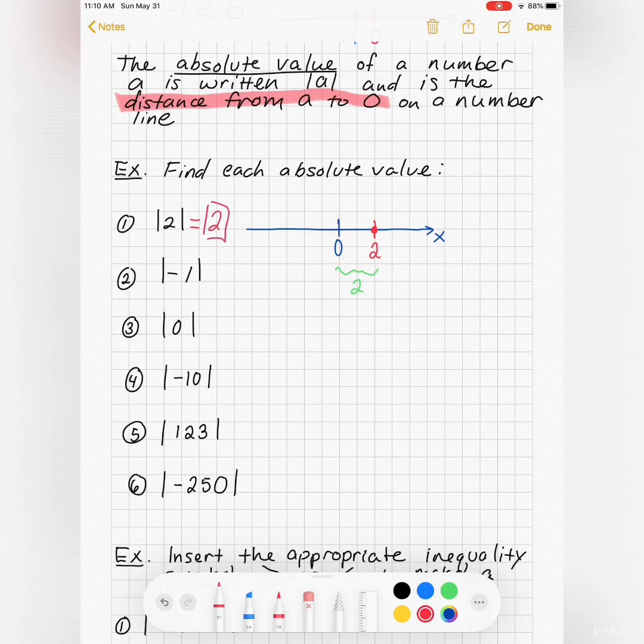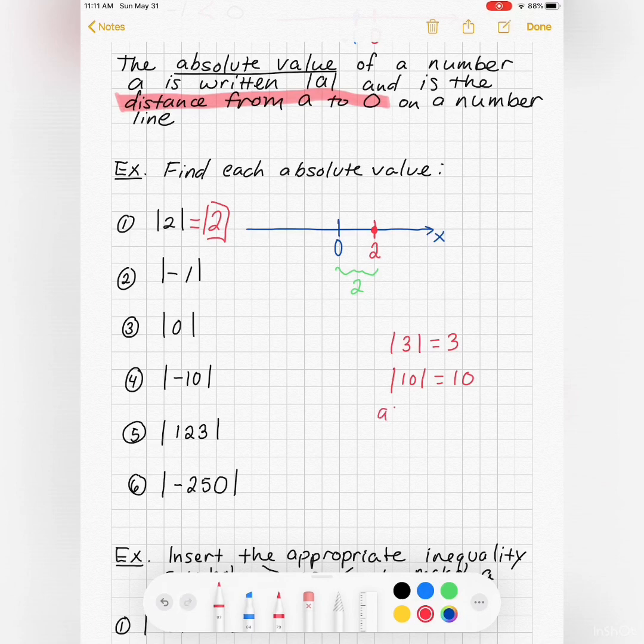Okay, that's very easy. So actually, if I have the absolute value of any positive number, like if I wanted the absolute value of 3, it would just be 3. Absolute value of 10 is 10. Because if I'm plotting a positive number on the number line, if I'm looking for the distance between that number and 0, it's just going to be the number itself. So I can write that if that's helpful.